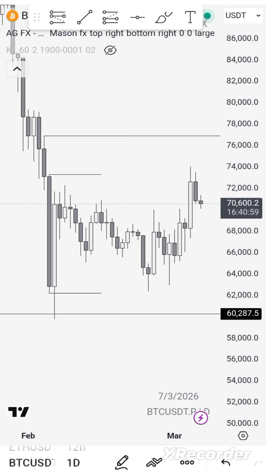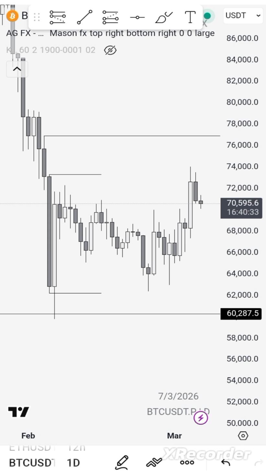Now you need to get your bias right. Market moves in three directions. Either it's going up, or it's coming down, or it's ranging. If you get your bias right, your technical analysis must be in alignment with your bias. Do you get it now? So your rejection, your breakout, your structure and entry must be in alignment with the market direction.